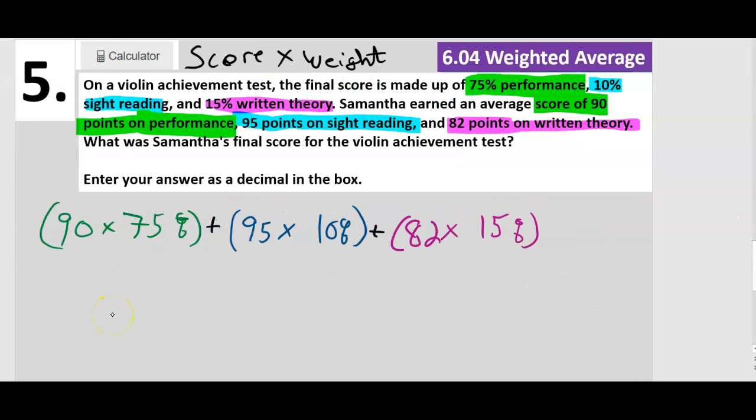Okay, this is pretty much like number 4, except it's a little bit easier because it's easier to distinguish which one is the score and which one is the weight. The weight is a percentage this time. And the score is not a percentage. They actually give you the points. So that's easy. We're always going to put the score first, and it really doesn't matter which one you put first. What matters is you know which one to change into a decimal. In this case, it's easy. The 75 we're going to change into a decimal. And we're going to change this 10 into a decimal, 10%. And we're going to change this 15% into a decimal.